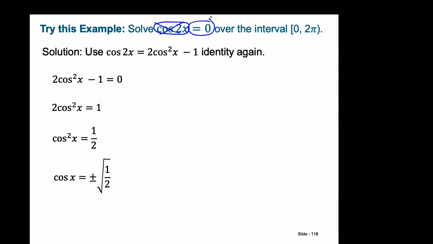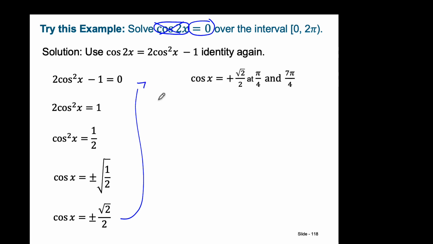Recall that if we introduce a square root into an equation, we need to address the positive and the negative root. The square root of 1/2 after rationalizing the denominator is radical 2 over 2. Let's continue our work up here. Cosine of x is equal to the positive root, radical 2 over 2, at pi over 4 and 7 pi over 4. Cosine of x is equal to the negative root, radical 2 over 2, at 3 pi over 4 and 5 pi over 4.